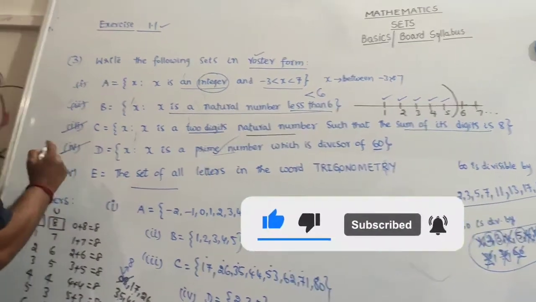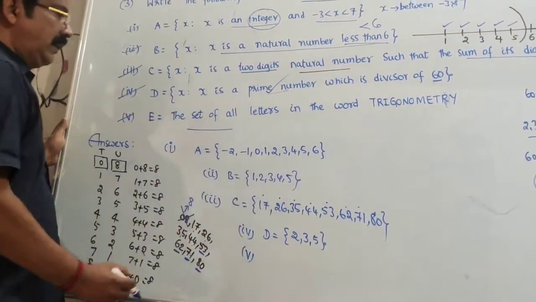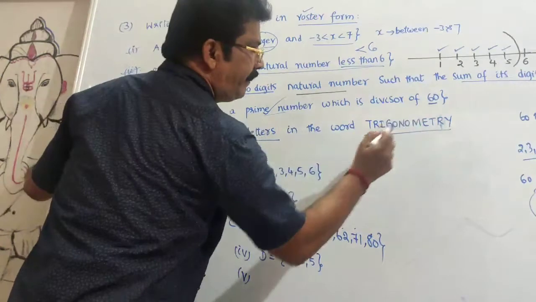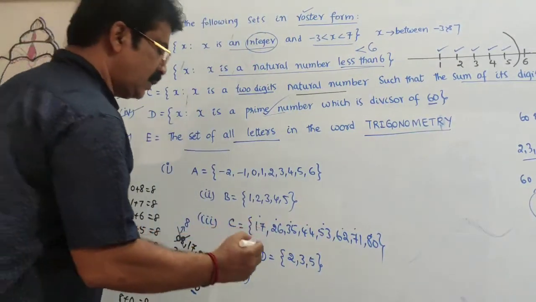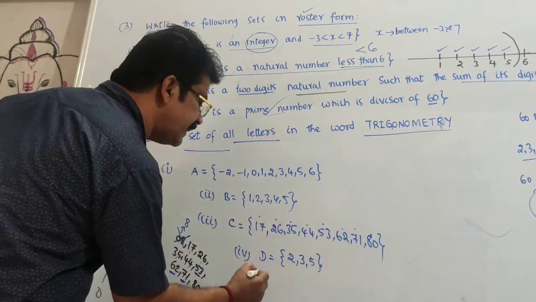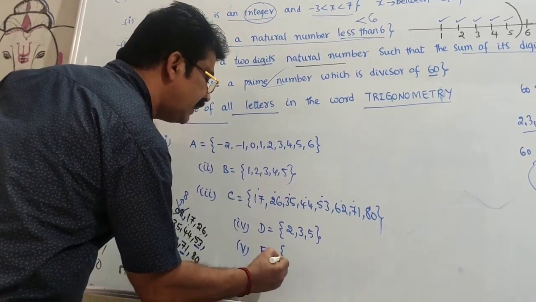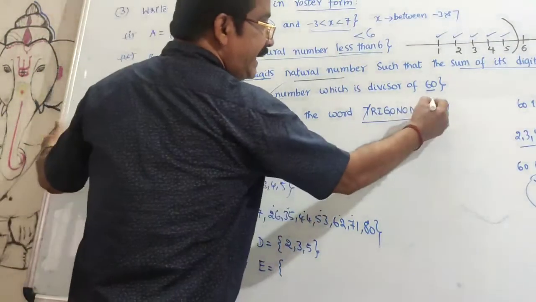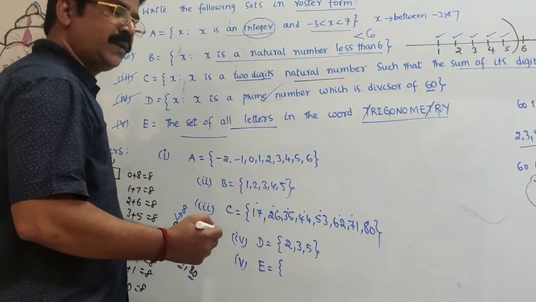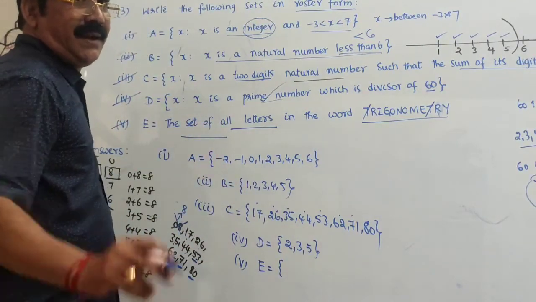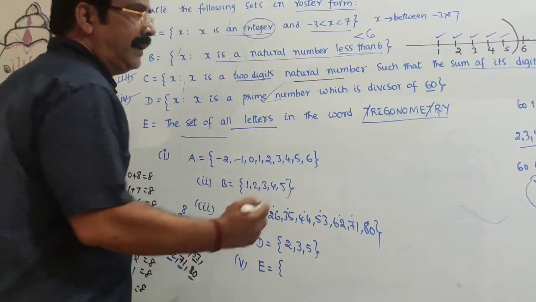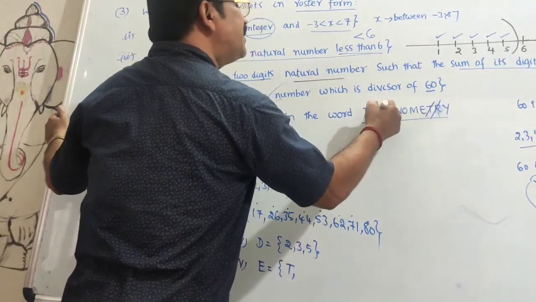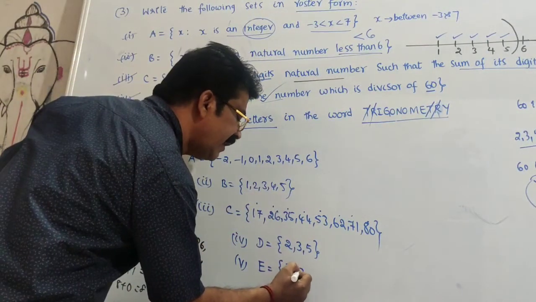Next, question number 5. The set of only letters: write all the letters from the word trigonometry. So, trigonometry. Say capital E. Capital E is equal to the set of the first letter T. T appears 2 times. In roster form, repetition is not necessary, order is not necessary. It is immaterial. So therefore T. Okay. Next R, 2 times. It is enough to write only 1 time.